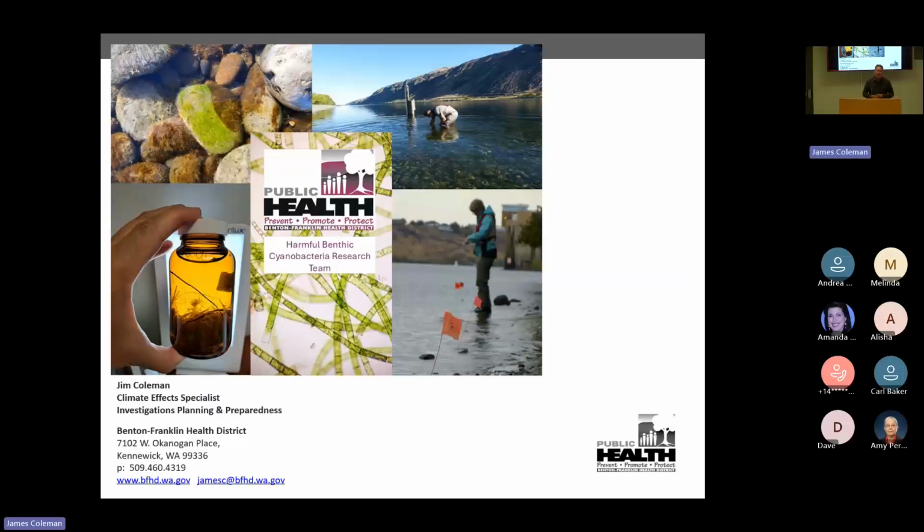Yeah, I think if you really care for your animals, really key in on those mats. If you're seeing those mats or what you think are mats, you've got to keep your animals away from them.